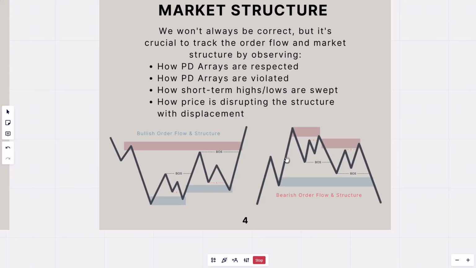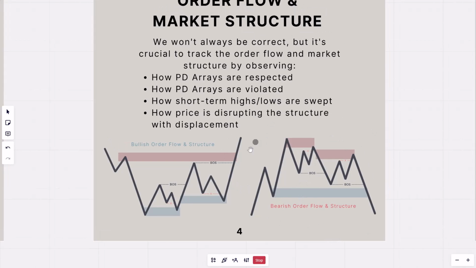In this case, we have price respecting bearish PD arrays and taking short-term highs with bearish breakout structure. So in this case, this is a bearish market structure or bearish order flow. So we really want to pay attention to the structure. This is going to help us a lot to look for the high probability ones.